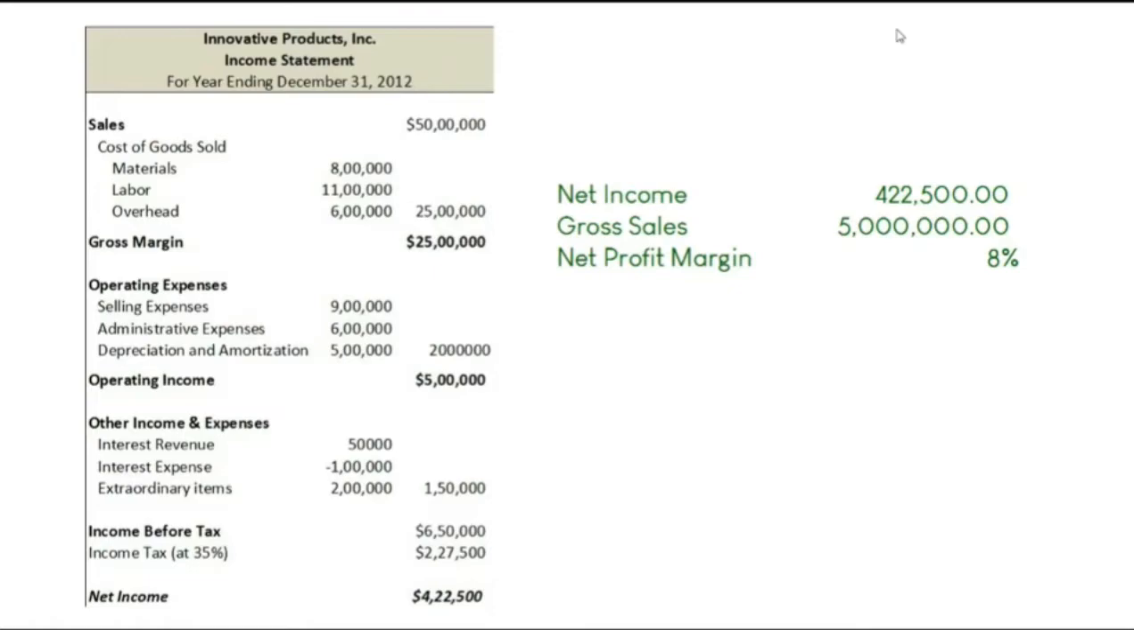Okay, 8.45% or 8%. Net income is 422,500 divided by 5 million, so we have 8%.